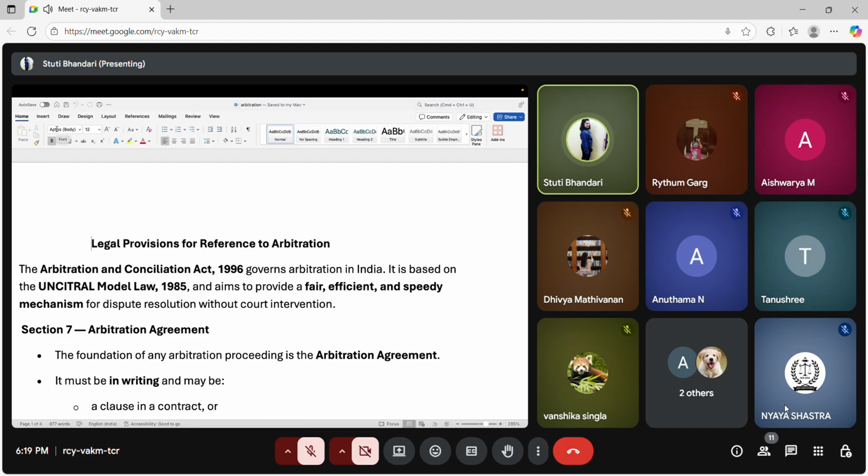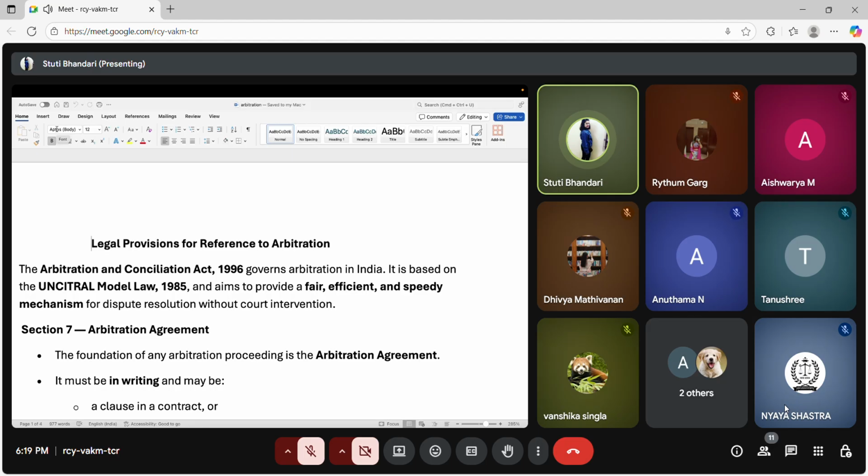Why was arbitration brought into existence? Because India signed the UNCITRAL Model Law 1985, wherein we talked about providing fair, efficient, and speedy dispute resolution. If we are overburdening courts with such matters instead of arbitration, negotiation, and mediation, there would be pendency of cases. That is why, to reduce the pendency, we have made these settlements out of the court.